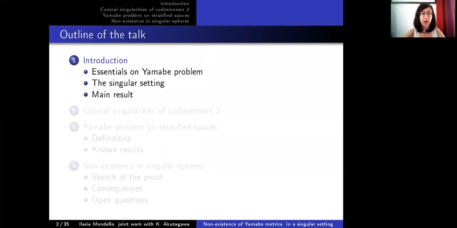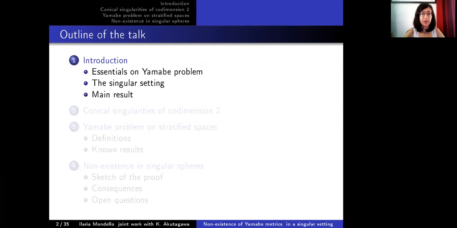In the first part of the talk, I'm going to give some essentials on the Yamabe problem in the smooth setting, so compact smooth manifold of dimension larger than 3. I will explain and motivate which is the singular setting that we are going to deal with, and give the main result that we have with Kazuo Akutagawa. At the end of this part, I will give some references in case you want to pause watching the video and go and have some reading.